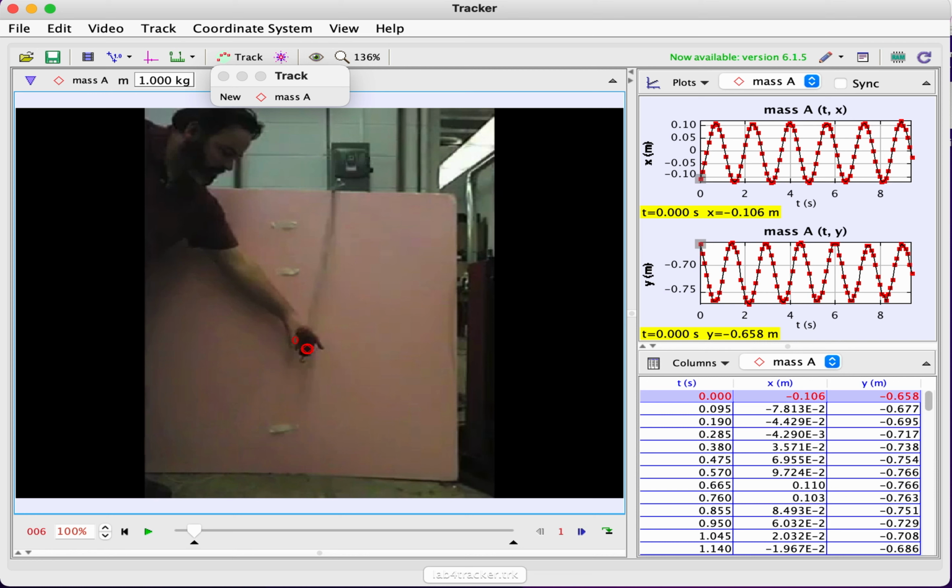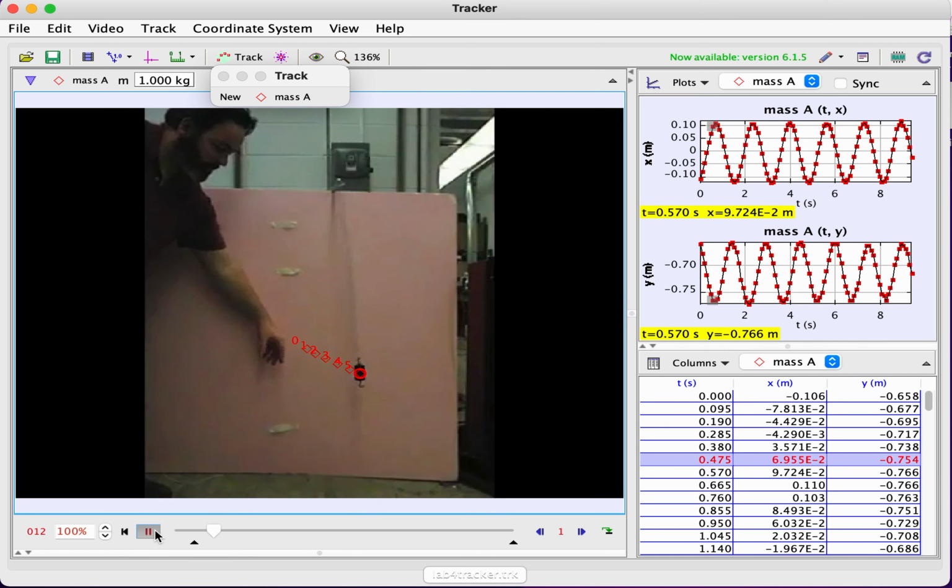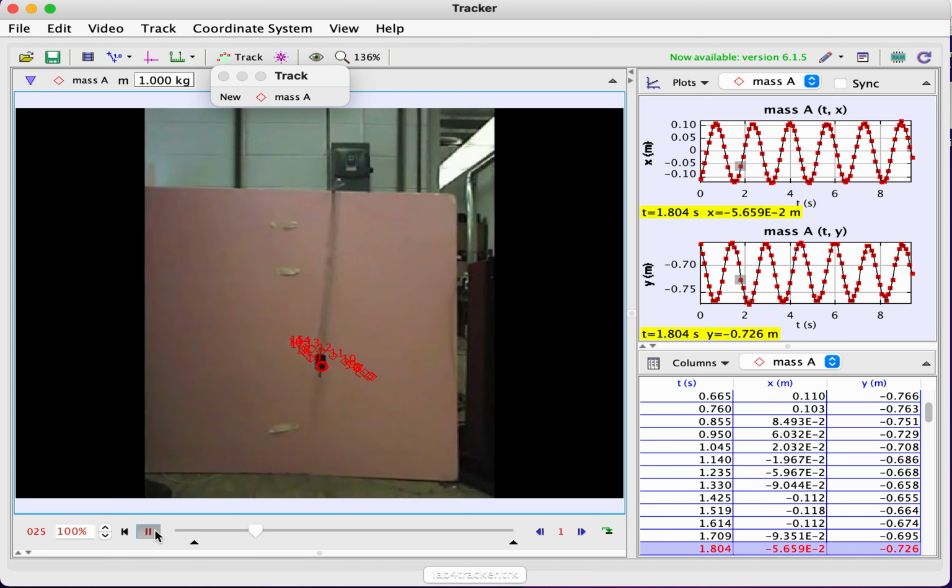Now we look at our Tracker video to look at the mass of our oscillating spring. And here it is, and you can see the X positions and the Y positions.